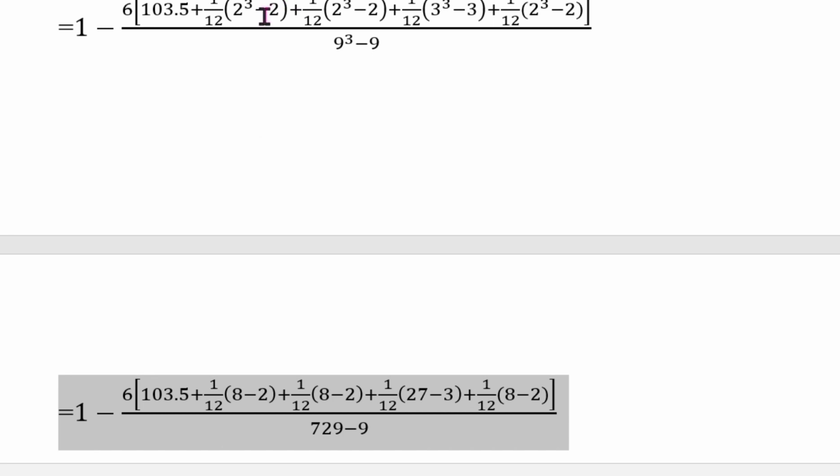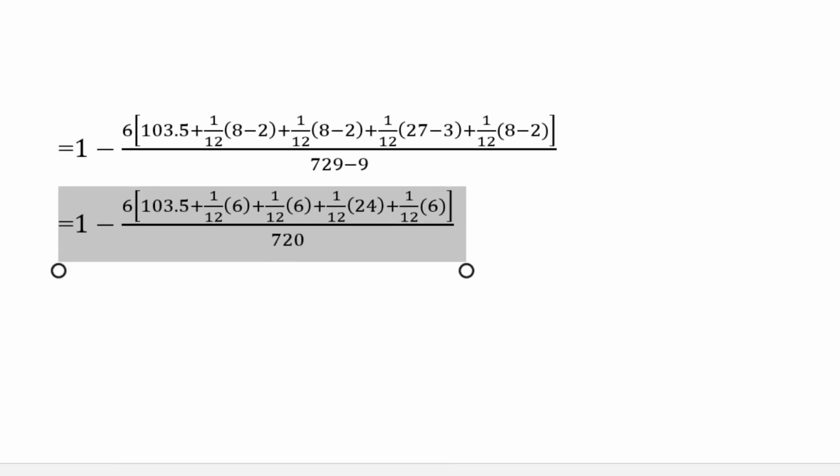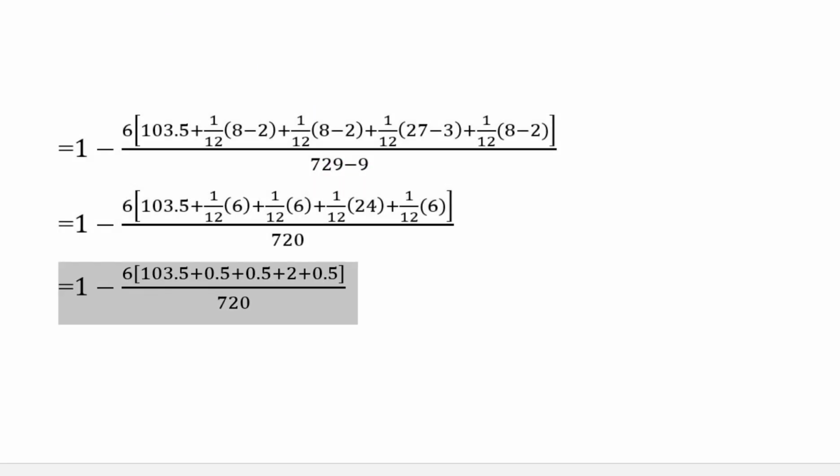Remember, here we have gotten the powers, the cubes. 2 cubed is giving us 8 minus 2, and then 2 cubed is giving us 8 minus 2. 3 cubed is giving us 27 minus 3, and then 2 cubed is giving us 8 minus 2. So that's what we have done here. And then the next one is actually a simplification of whatever is in the brackets. We have this one giving us 6, this giving us 24, and this one giving us 6. The denominator is 729 minus 9, because this is 9 cubed minus 9. And then that gives us this.